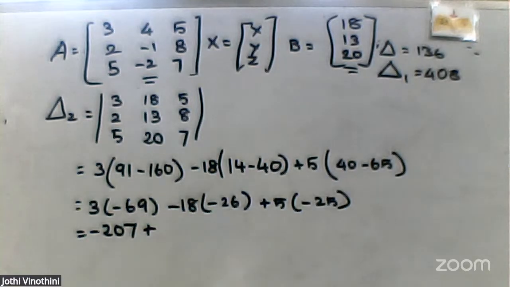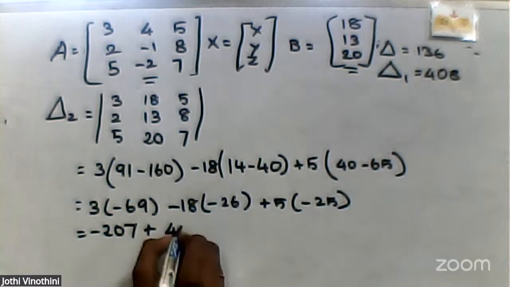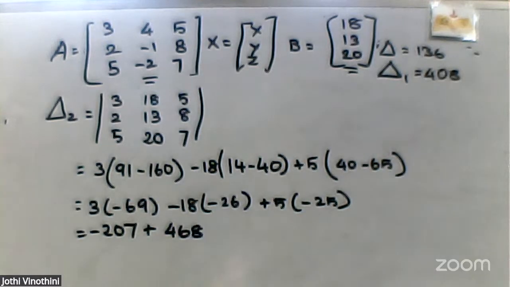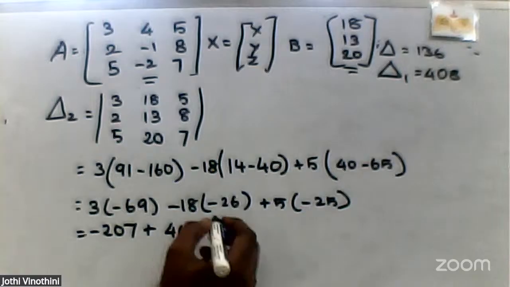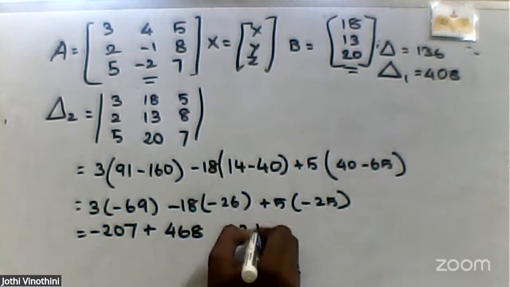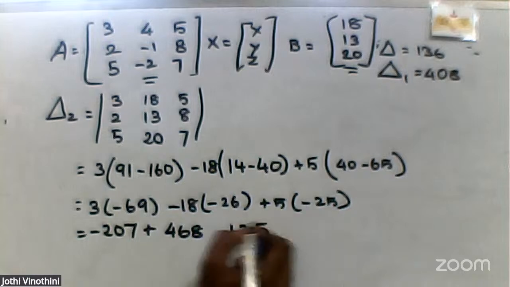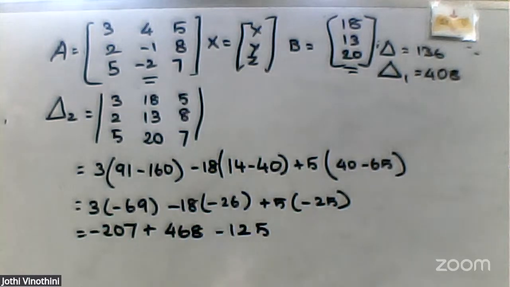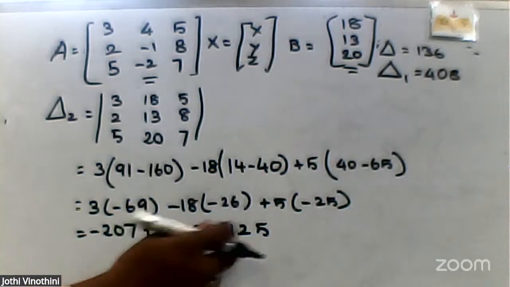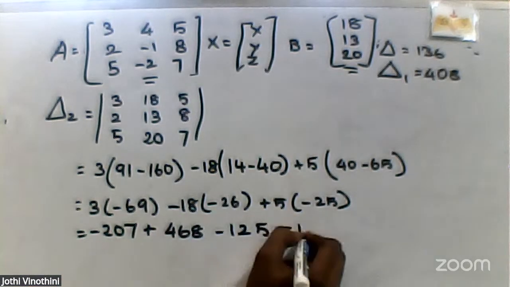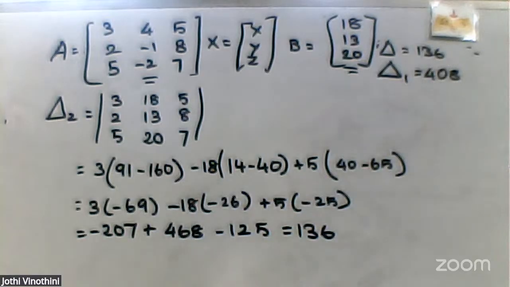What is 18 into 26? It is 468. And what is 25 multiplied by 5? 125. Here plus, here minus, so it will remain minus, right? Okay. What is the final answer? So the final answer is 136, right?